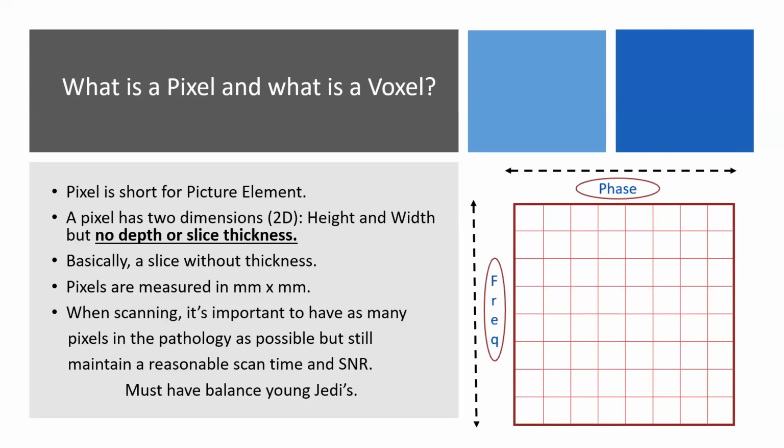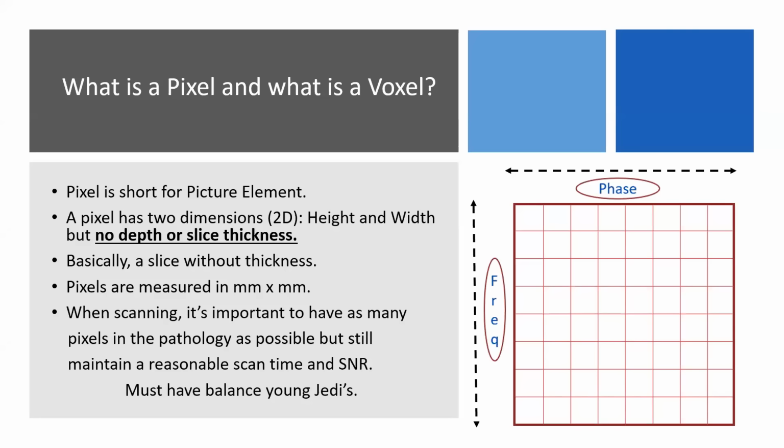Okay, I've used the word pixel a lot. What's a pixel and what's a voxel? They love to ask that question. What's the difference between a pixel and a voxel? A pixel is a picture element and it has two dimensions, height and width, no thickness. Pixels are measured in millimeters by millimeters, height times width.